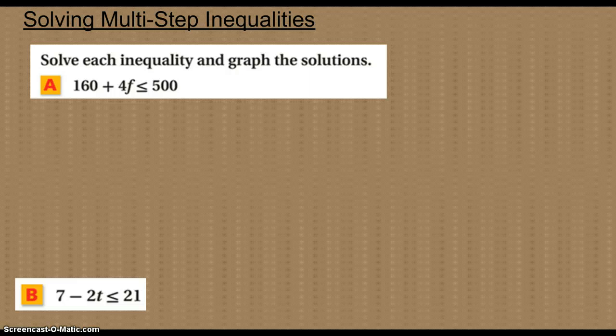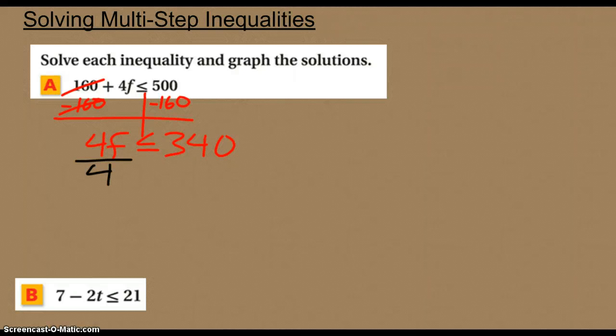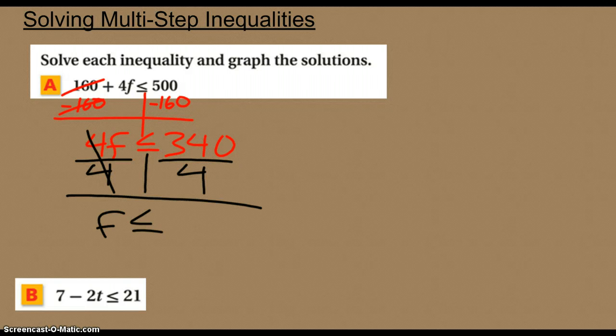So if I look at the first inequality, treat that like an equal sign. I'm going to try to isolate the variable, so I'm going to get rid of anything that I can get rid of. So I'll subtract 160 on both sides first, and I'm left with 4f is less than or equal to 340. And then in order to isolate f all by itself, we divide by 4 on both sides, and we're left with f is less than or equal to 340 divided by 4 is 85.